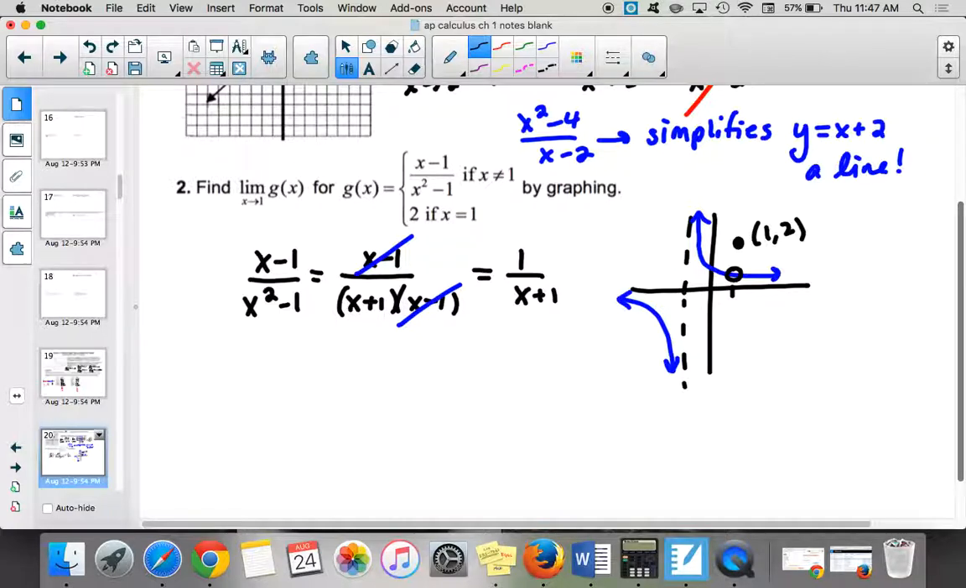So the question is, well, what's the limit? Imagine taking your right hand and your left hand and tracing along the curve and getting closer to 1. Am I going to the filled-in circle or am I going to the open circle? I'm going to that open circle, right? So I'm tracing along the curve, getting closer to 1. My limit is right there. I need to know what that is. So thoughts, how can I figure out what that point is?